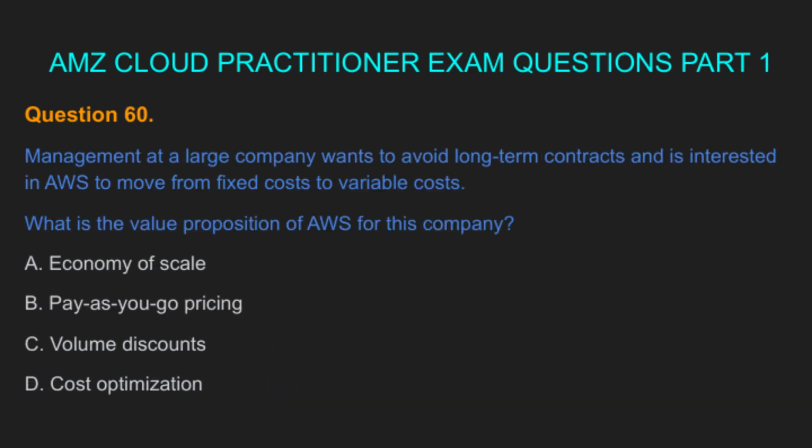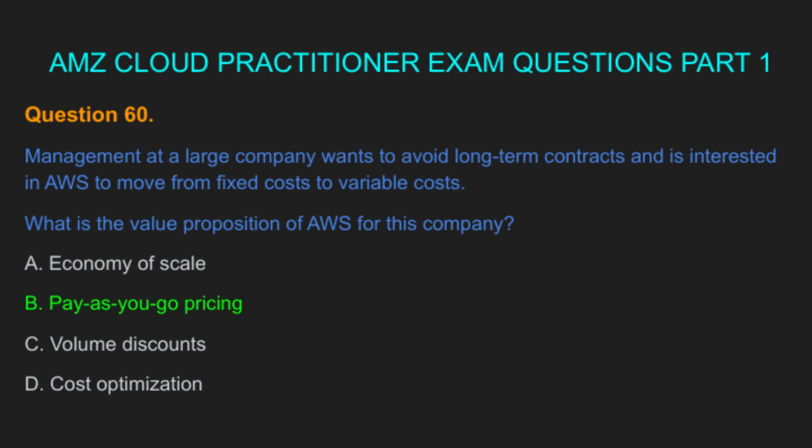Question 60. Management at a large company wants to avoid long-term contracts and is interested in AWS to move from fixed costs to variable costs. What is the value proposition of AWS for this company? A. Economy of scale. B. Pay-as-you-go pricing. C. Volume discounts. D. Cost optimization. The answer is B.